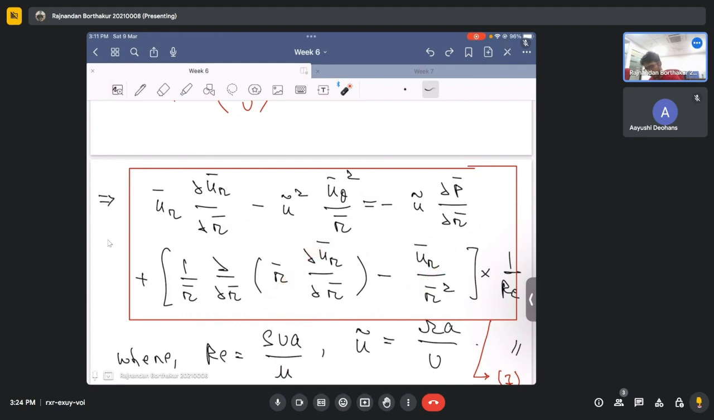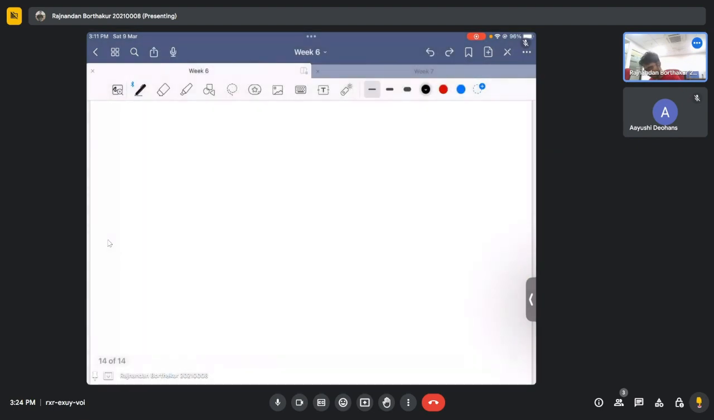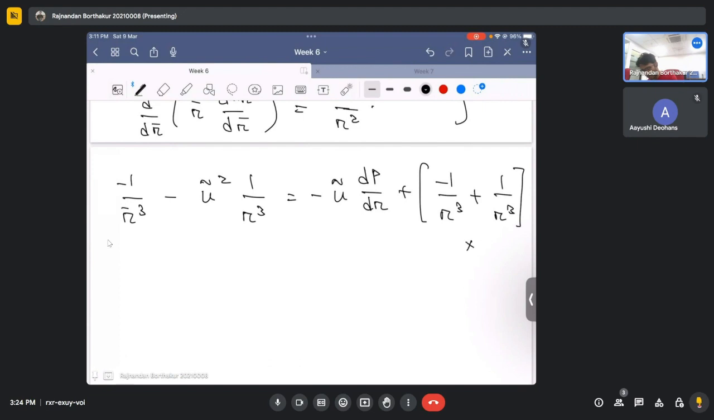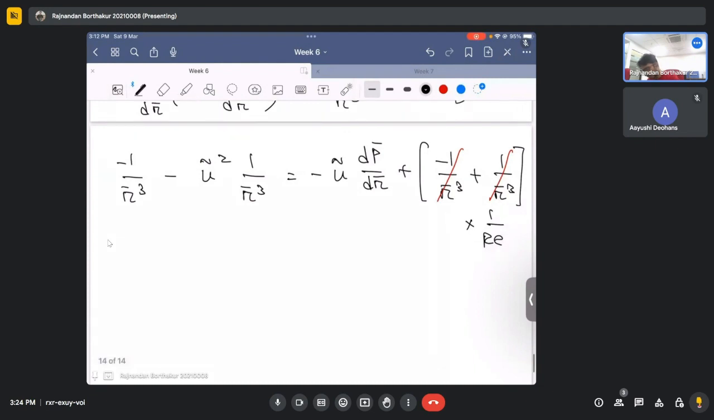And there is this 1 upon Reynolds number, which was multiplied here. But nevertheless, this 1 upon r cubed and 1 upon r cubed would cancel each other. And there is also a bar here, because it's non-dimensional. So we just end up getting r bar cubed into 1 plus u tilde squared, and the minus sign would just cancel from both sides. So this would be u tilde into dp bar by dr bar.